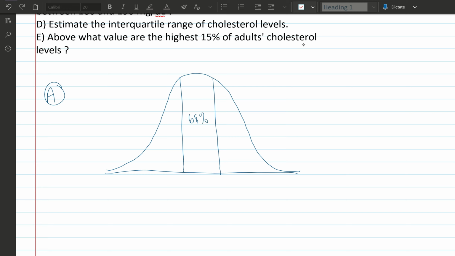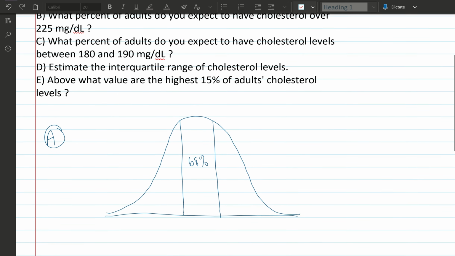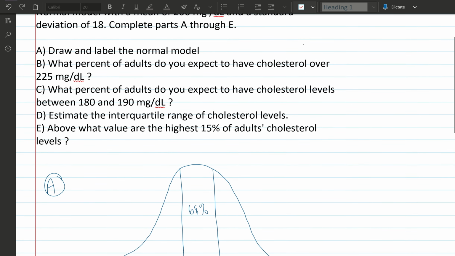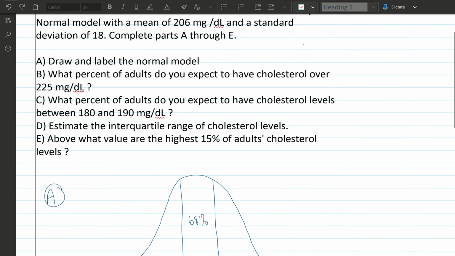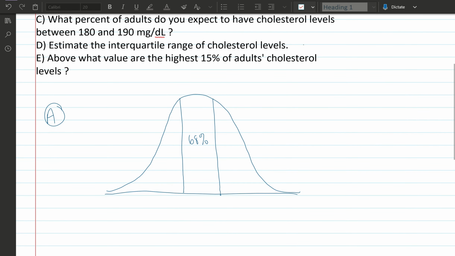we have the 68%. So 68% of the values fall within one standard deviation. If we relate this normal model to our example, the mean cholesterol is 206 milligrams per deciliter. So 206 will be right there in the center. Between one standard deviation, and they gave the standard deviation in the beginning as 18.